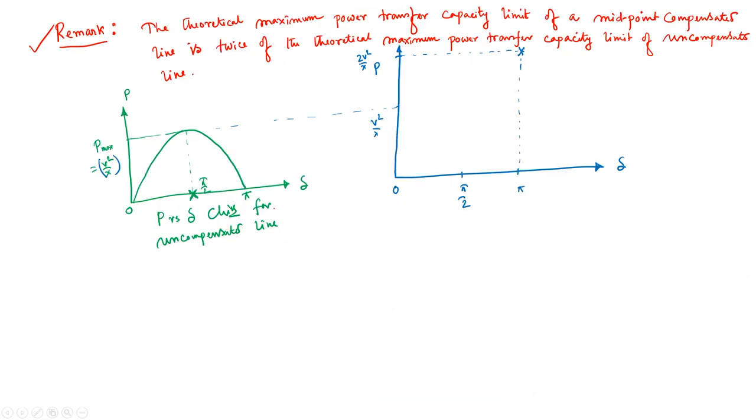Now, if we plot this, the characteristic will be something like this. So, this is the P versus delta characteristic for a midpoint SVC compensated line. This is the difference in the P versus delta characteristics, or power flow characteristics. It is often called the power flow characteristic of a compensated line and an uncompensated line. This is the difference.